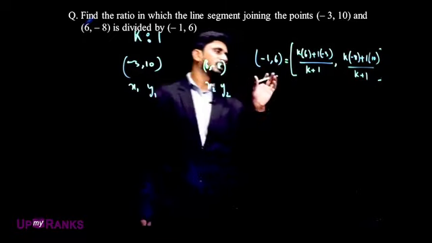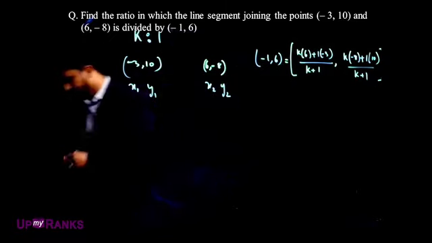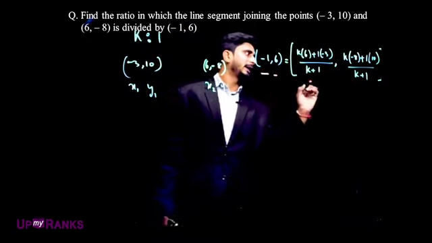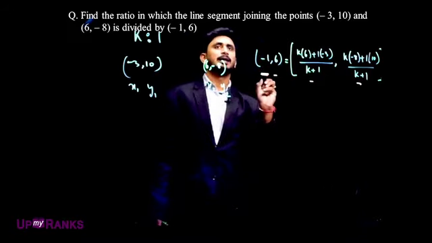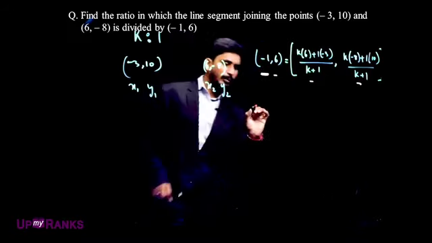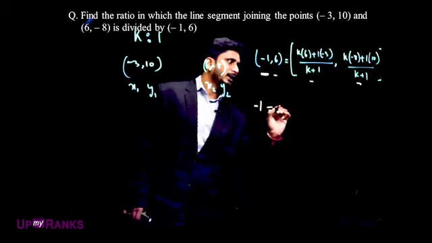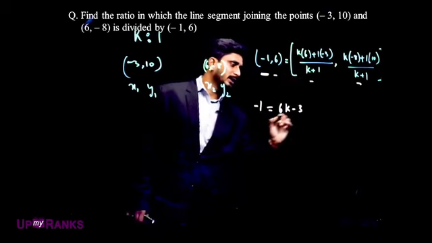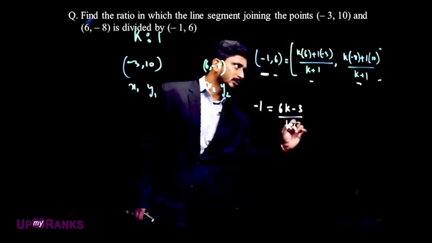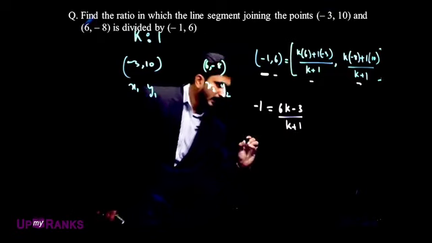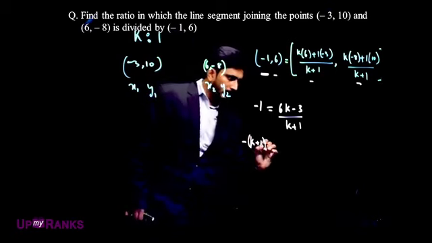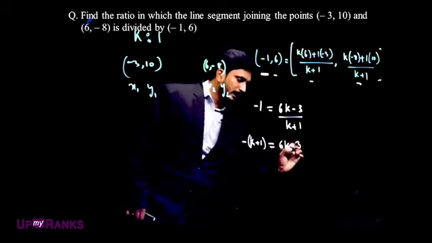So I will consider any one of the coordinates, x comma y. I'll consider this x. So what is this? -1 is equal to k into 6, which is 6k, plus 1 into -3, which is -3, divided by k plus 1. So when I cross multiply it, I get k plus 1 into -1, which is -1 into k plus 1, equal to 6k minus 3.